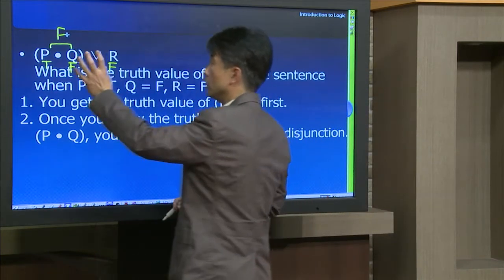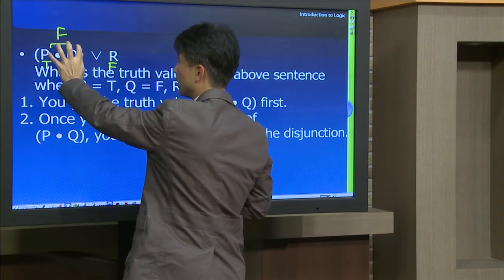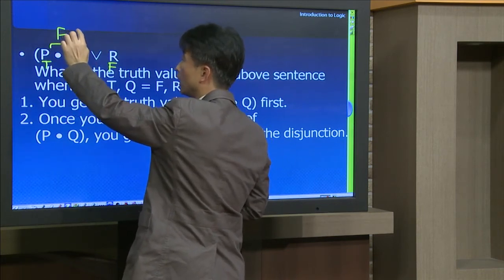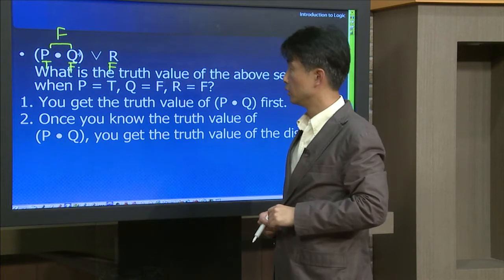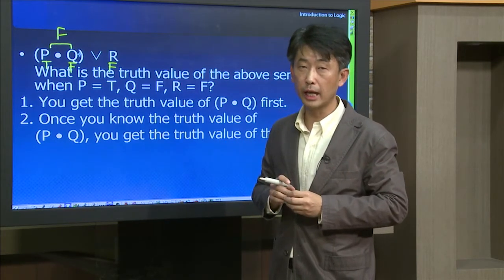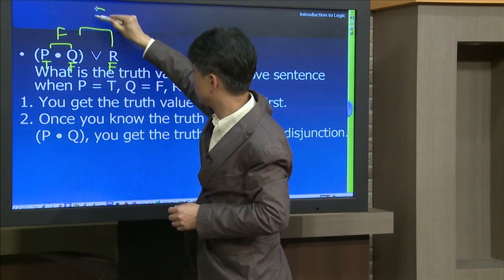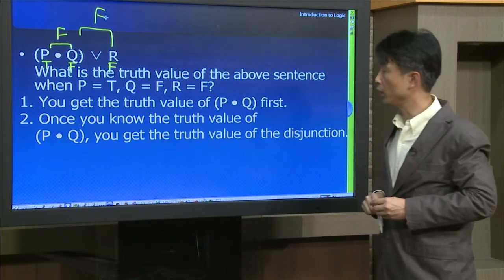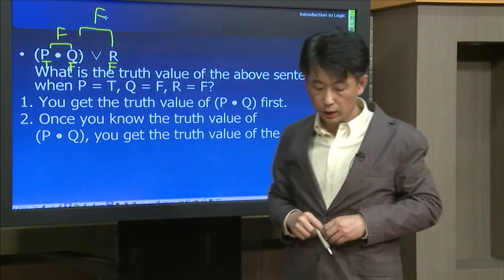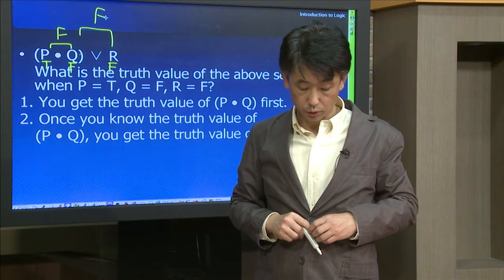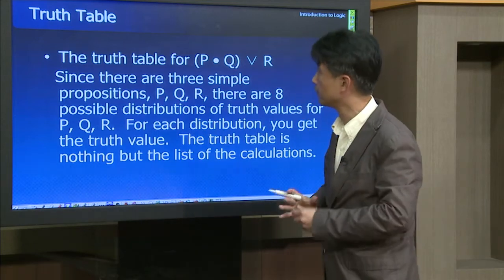And then you have to look at this whole thing, or R. And this whole thing is what? F. So you are really considering F or F. So again, go back to the truth table for the connectives. And F or F is F. Okay? So we can get the truth value of the whole thing. In this way, we can draw the truth table. So that's the final thing for today, drawing the truth table.